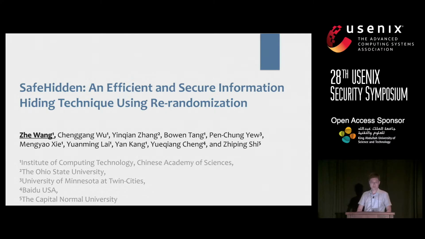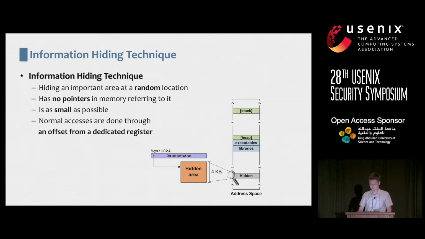The title of this paper is SafeHidden, an efficient and secure information hiding technique using re-randomization. Okay, what's information hiding technique? Information hiding technique is an intra-process memory isolation. It hides an important area, we call it a safe area, at a random location. And it ensures that there are no pointers in the regular memory pointing to this area. That means attackers cannot leak the pointers to find the location of a safe area.